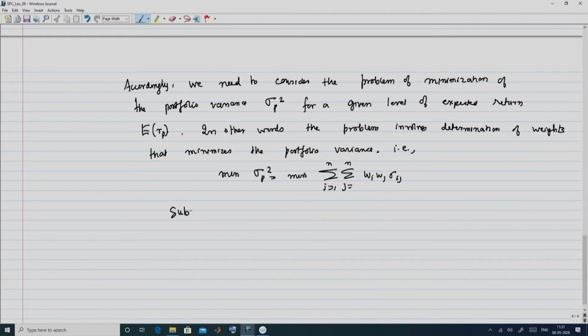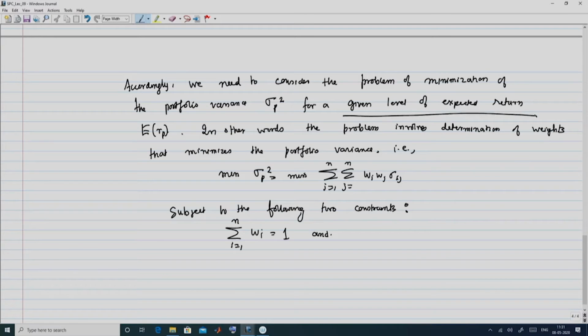And this of course has to be subject to the following two constraints, namely, the obvious constraint that the sum of the weights equals 1, which you have seen previously, and we now have a new constraint that the given level of expected return is fixed to be E(r_p). Accordingly this will be summation w_i E(r_i), that is the expected return of the portfolio, and this is going to be equal to E(r_p), that is pre-specified.